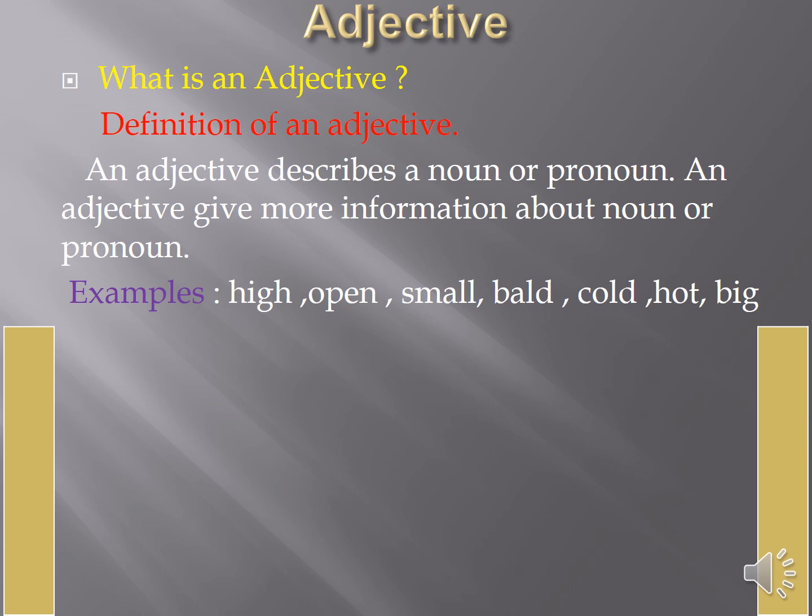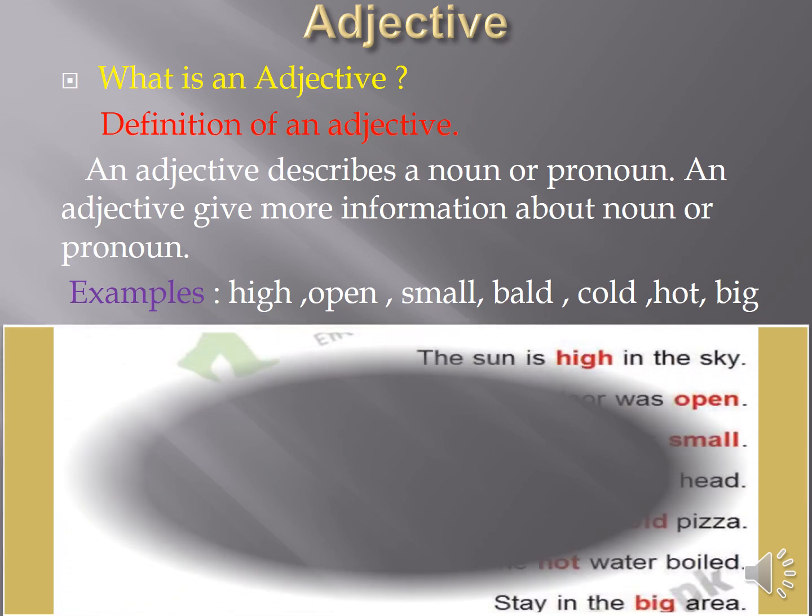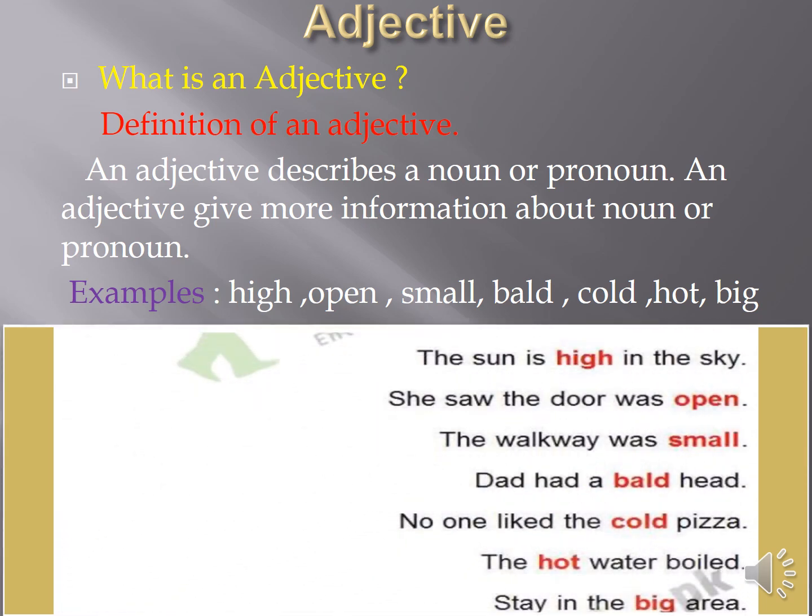Now we're going to discuss them with sentences. See children, here are some examples. The sun is high in the sky. The sun is there in the sky, we know that, but how far is it? It shows the special information that the sun is very high in the sky.